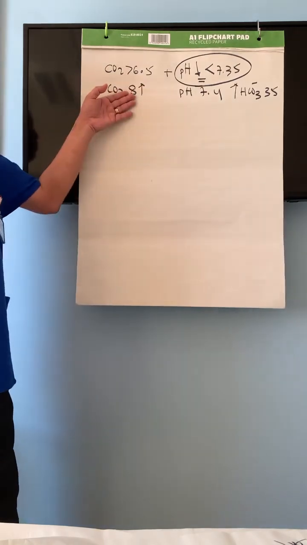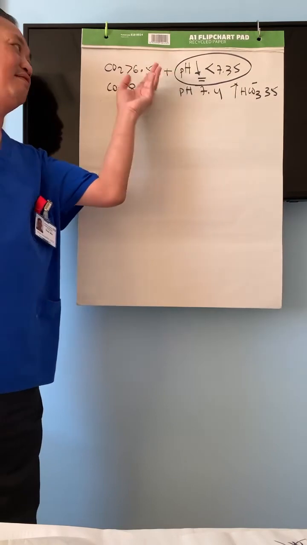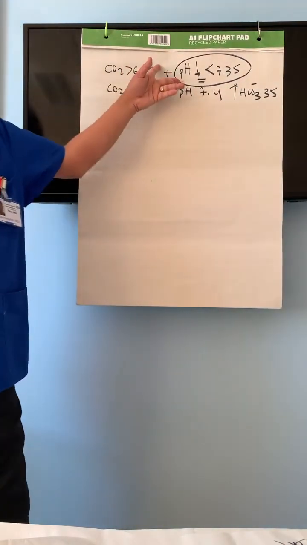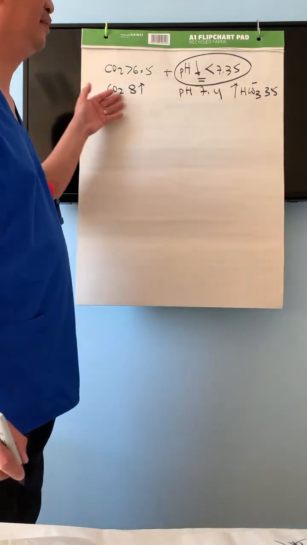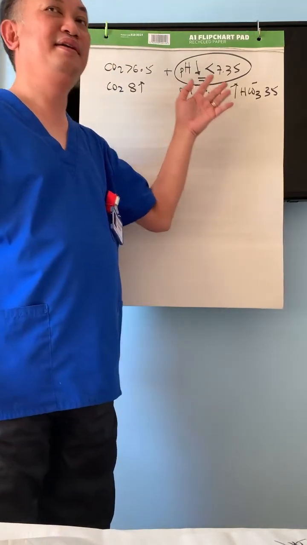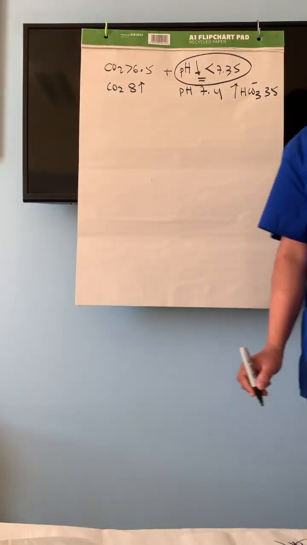We won't start it only for the carbon dioxide rise. We need both criteria: carbon dioxide raised plus pH dropped below 7.35. Okay? But this is a rough guide. This is not for all cases.